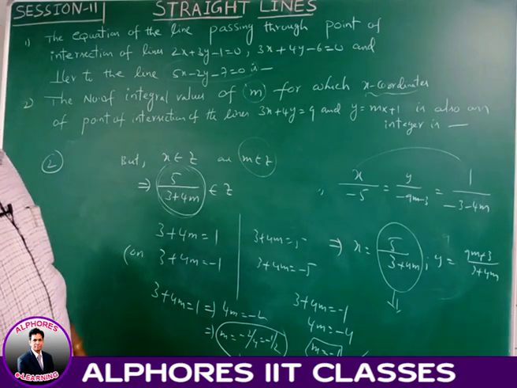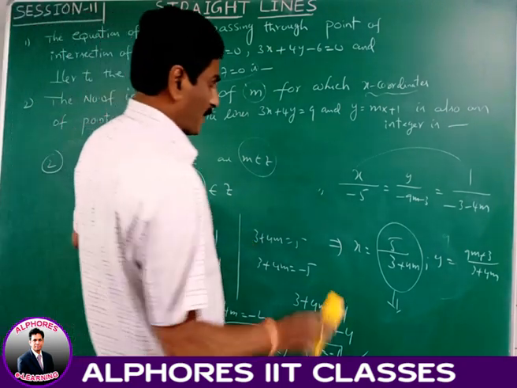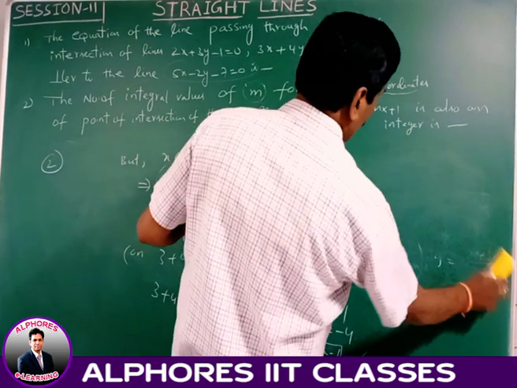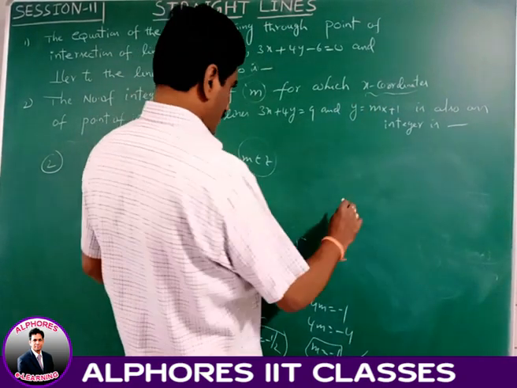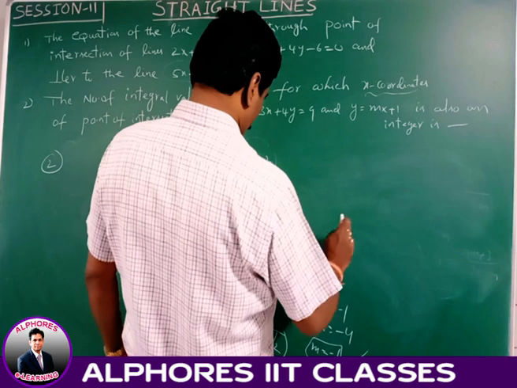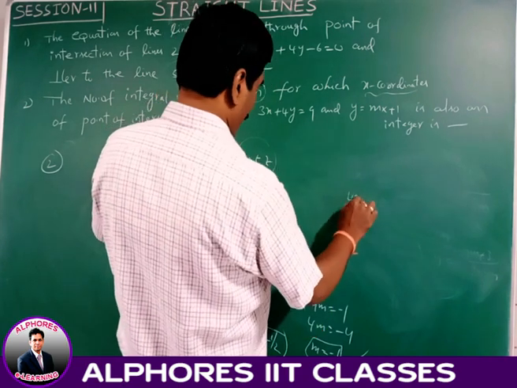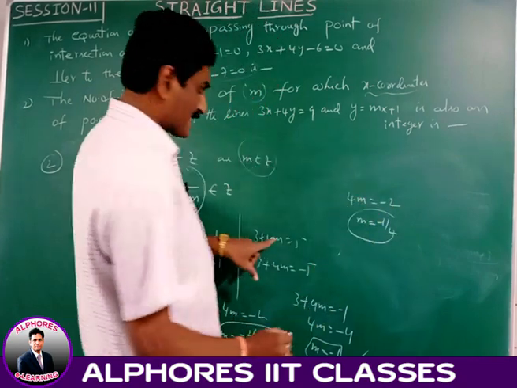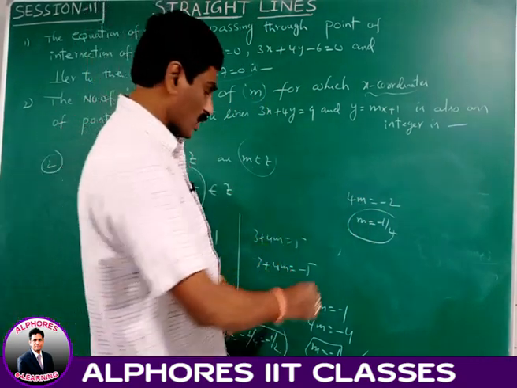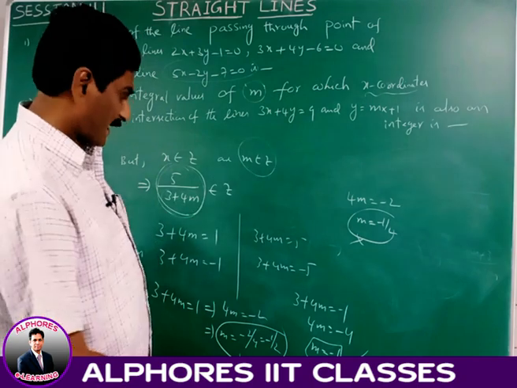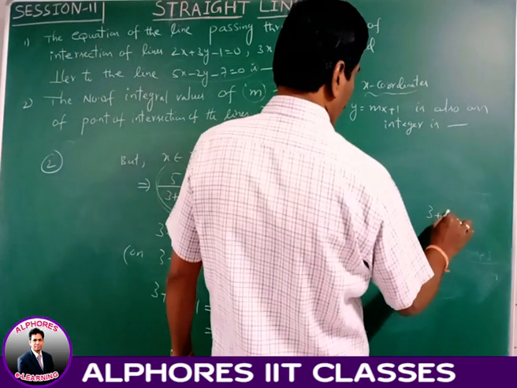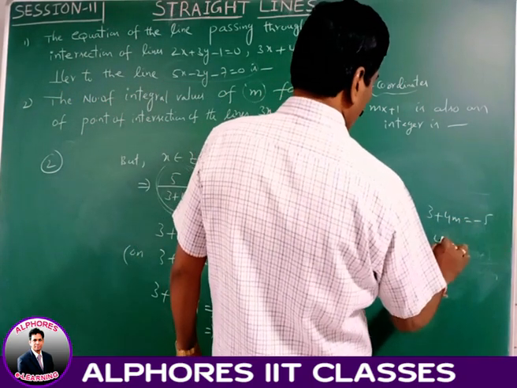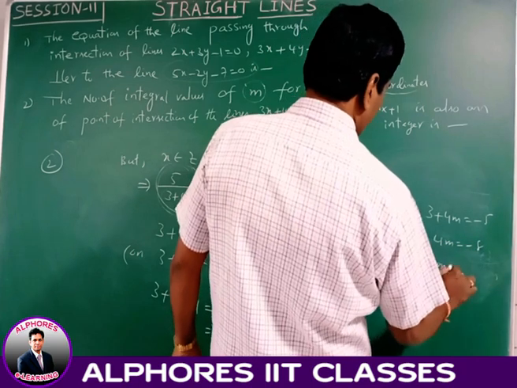Next, 3 plus 4m is equal to 5. That means 4m is equal to 2, m is equal to 1 by 2. Here x is an integer but m is not an integer. So leave it. Next, 3 plus 4m is equal to minus 5. 4m is equal to minus 8, m is equal to minus 2.